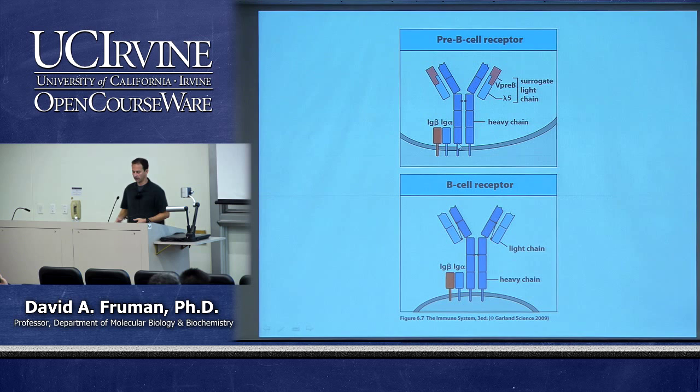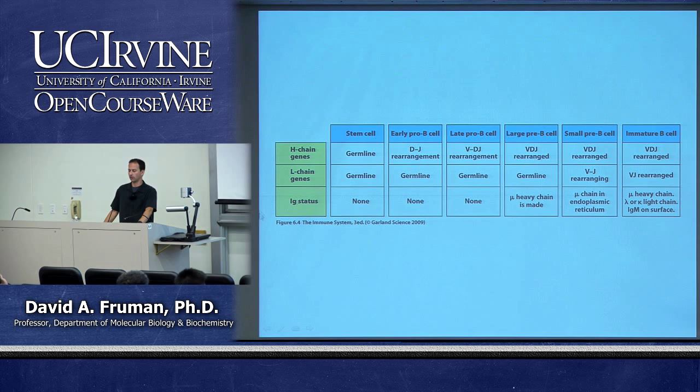So let's just go back to a figure I showed last time, figure 6.4. I don't think this is in the version that I posted on the website, but of today's lecture. But it just reminds you, again, the early pro-B cell is where DJ rearrangements occur. The late pro-B cell, V to DJ rearrangements. If you get a functional heavy chain, then you reach the large pre-B cell stage where you have this VDJ rearrangement. The light chain genes are not rearranged yet. The heavy chain is made.